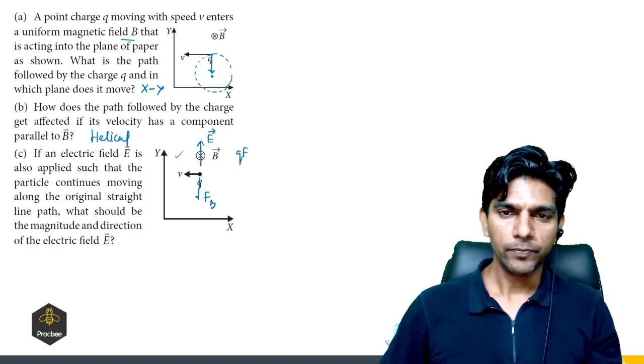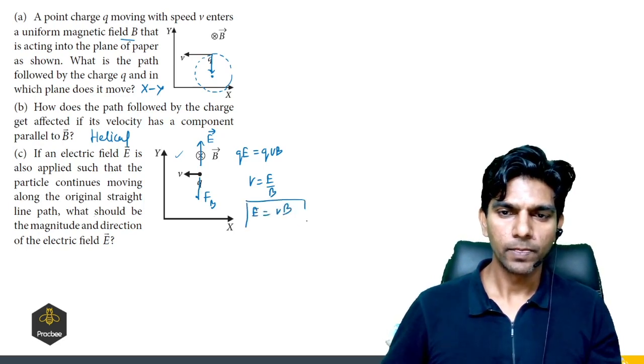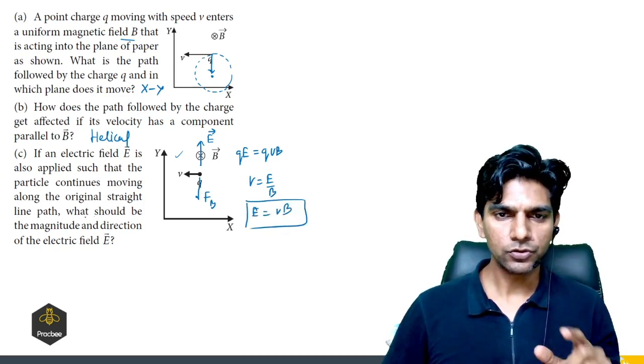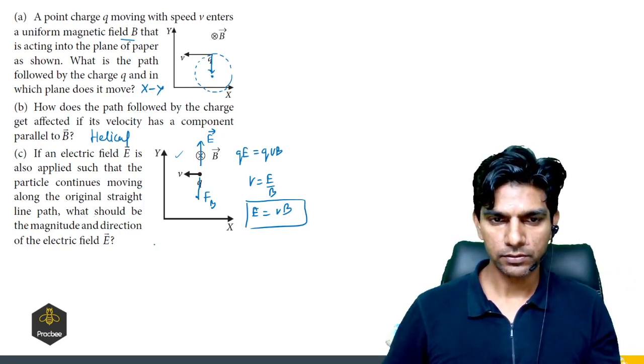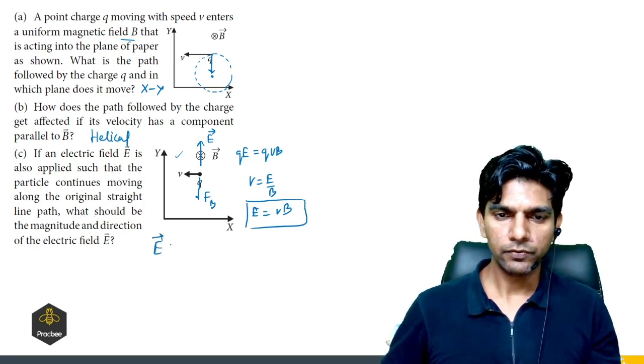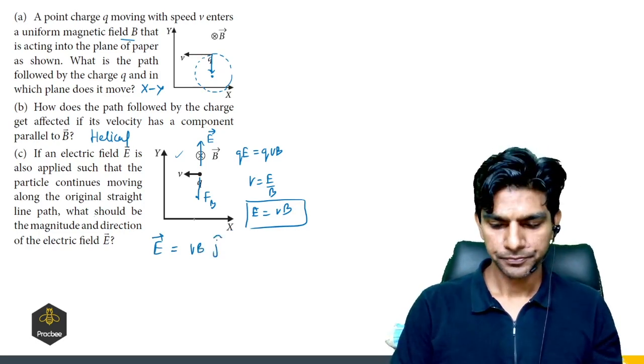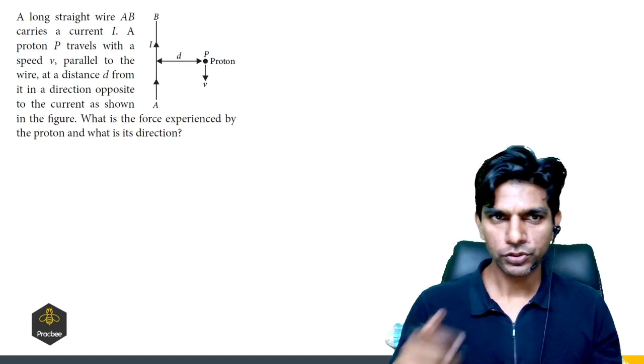And QE should be equal to QVB, and V should be equal to E by B. So E will be equal to V times B. That is the magnitude of the electric field, and it should be pointing in the positive y direction. So we can say the electric field will be VB j cap. Got it? Right. Now let us take one more question.